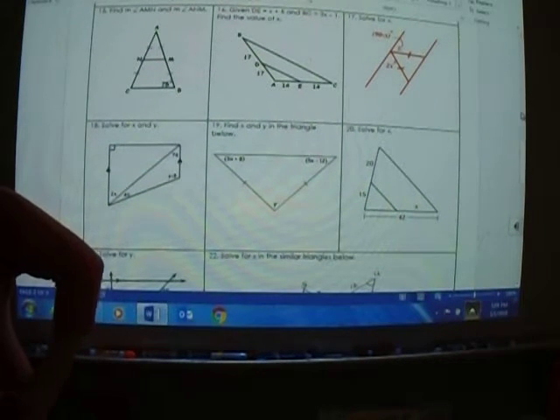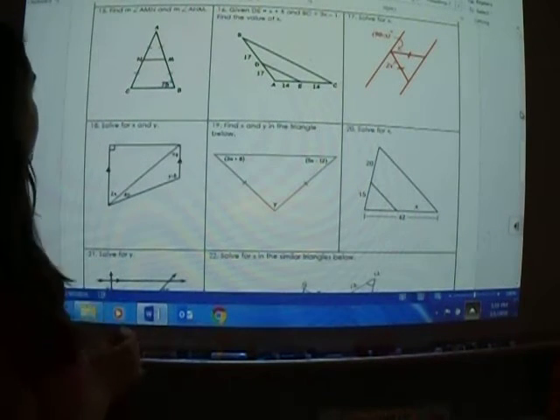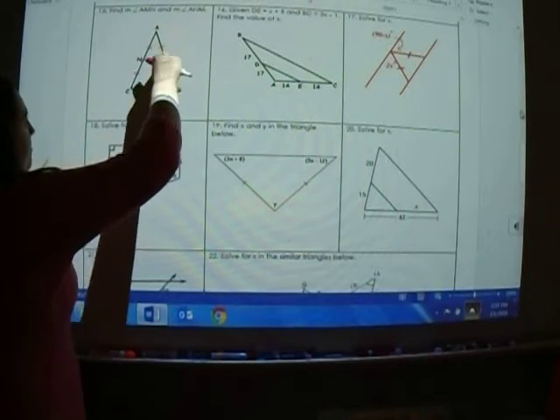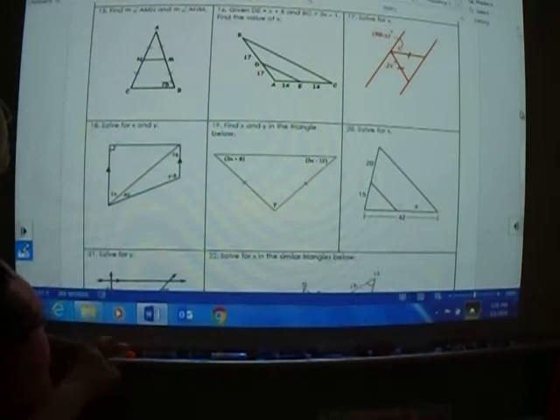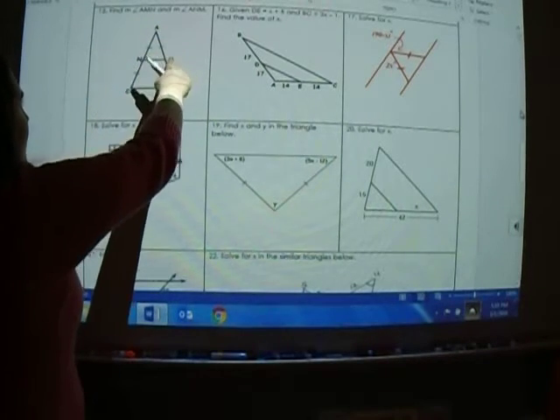All right. How many pages is this? Okay. So find the measure of angle AMN, and the measure of angle ANM.